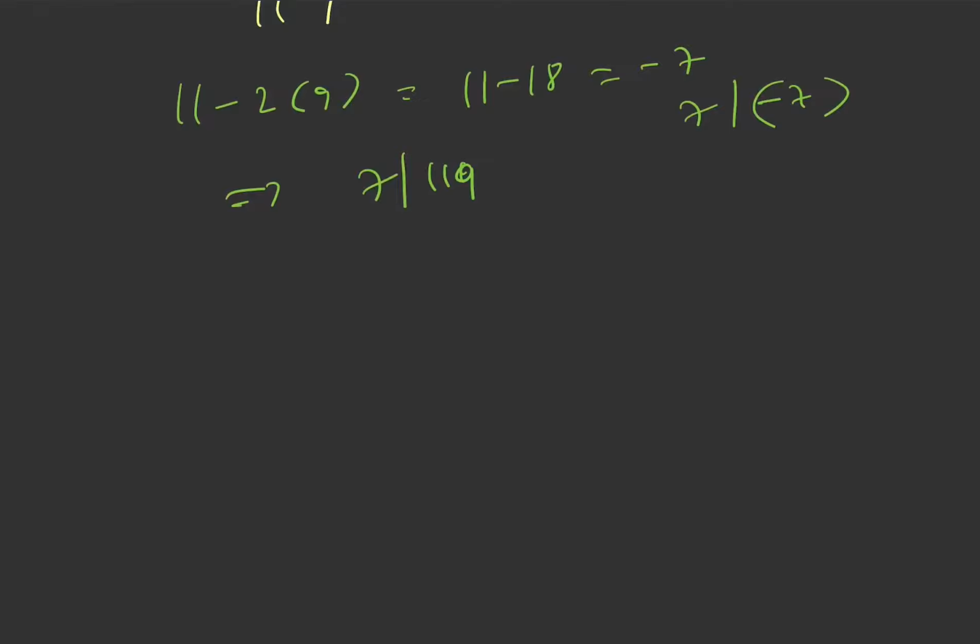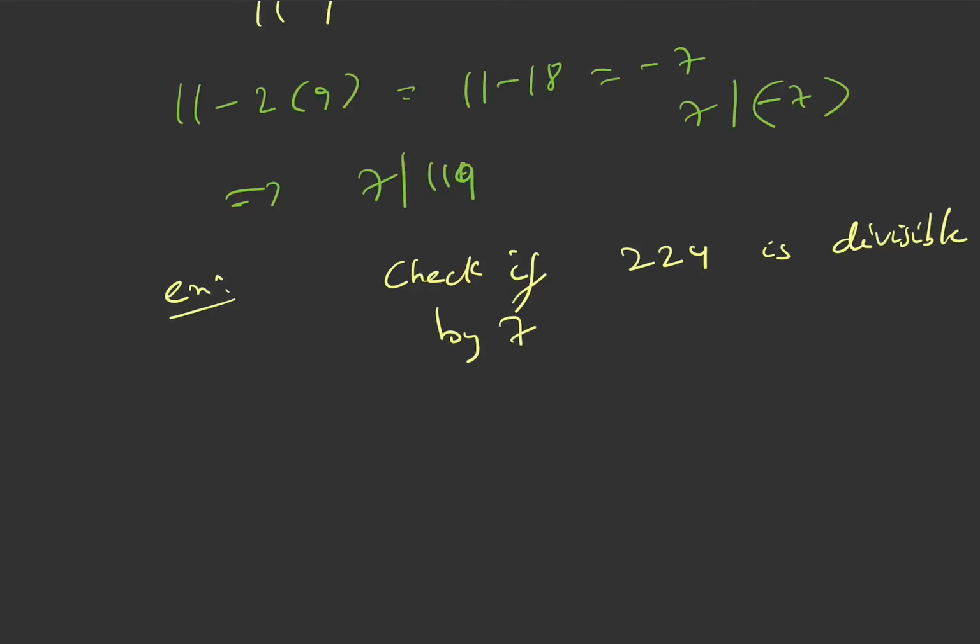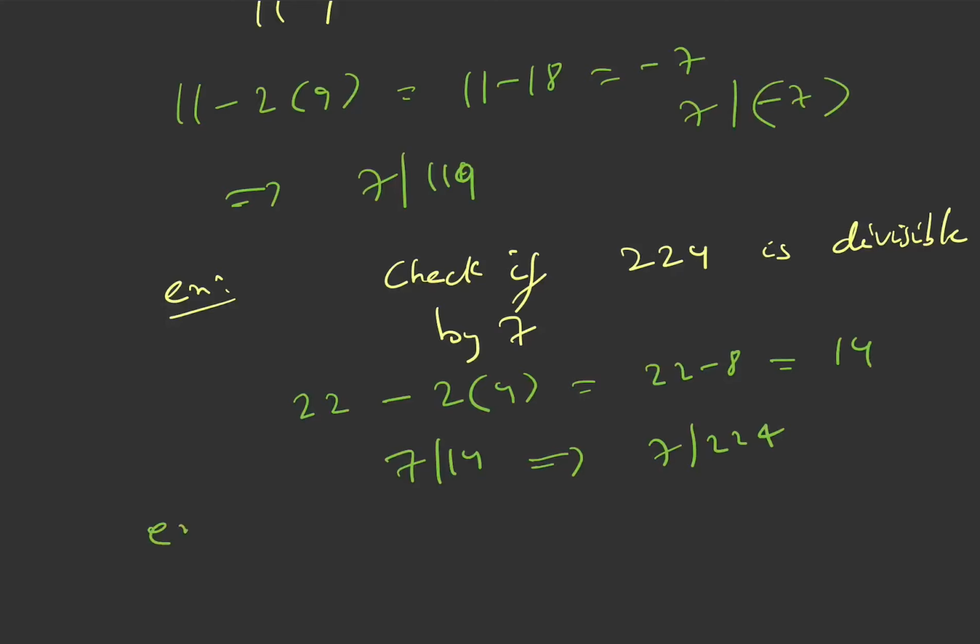Fine. For example, let us check if 224 is divisible by 7 or not. So what you do, you just leave the last digit, so the rest of the number is 22, minus 2 into the last digit, so 22 minus 8, this is how much? 14. So clearly 7 divides 14, this implies 7 also divides 224, right?